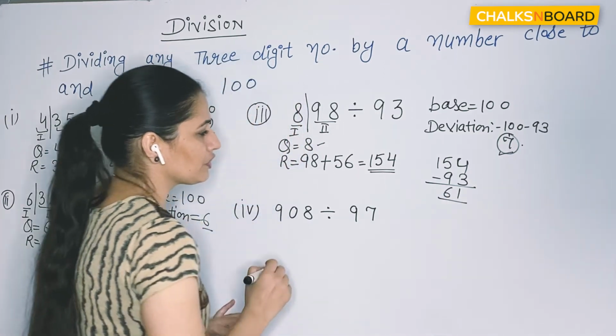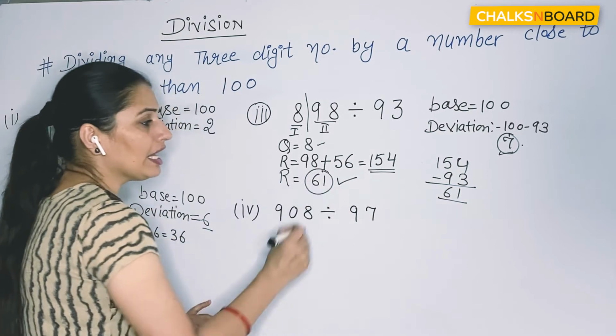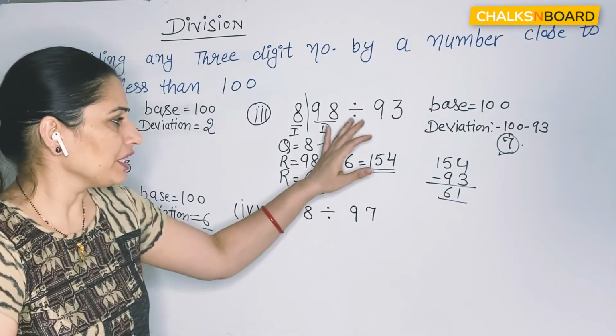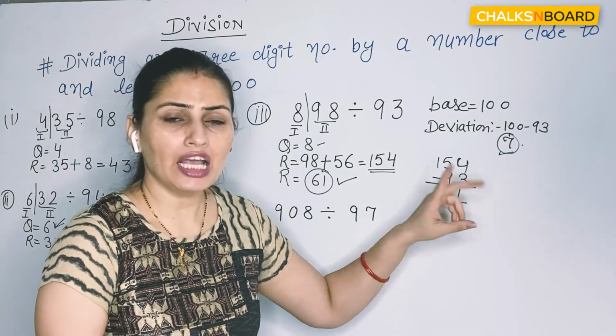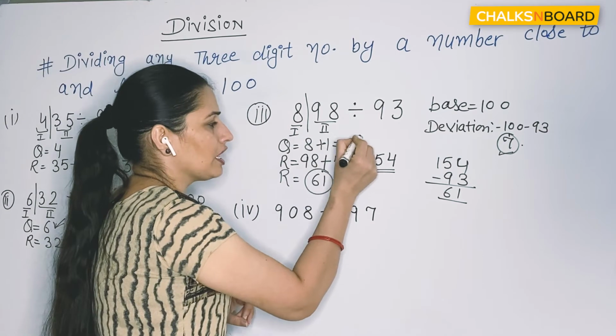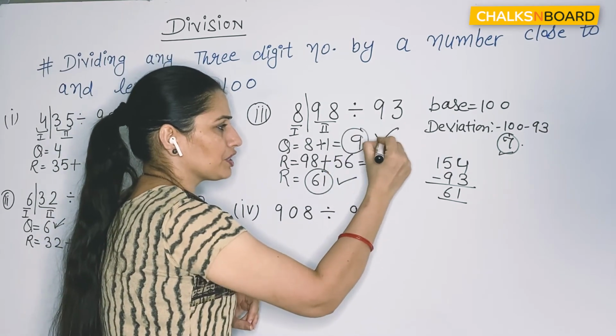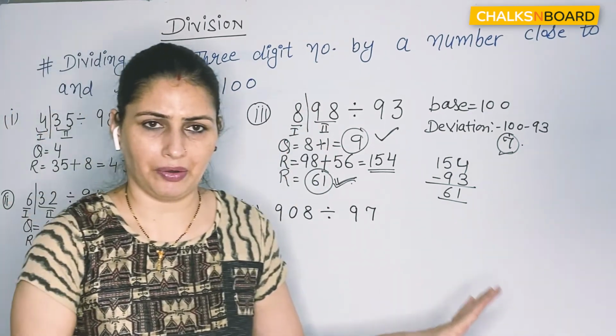61. So that means your remainder is 61. Here you have subtracted the divisor 1 time from 154. So that means you have to add 1 to our quotient. So that is 9 is our quotient and remainder is 61 after the division.